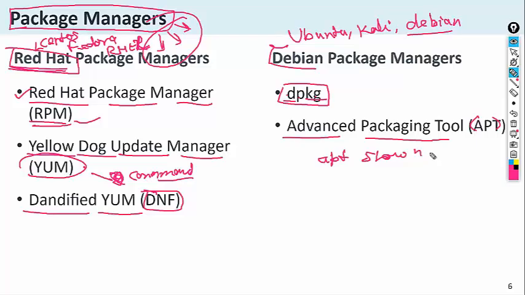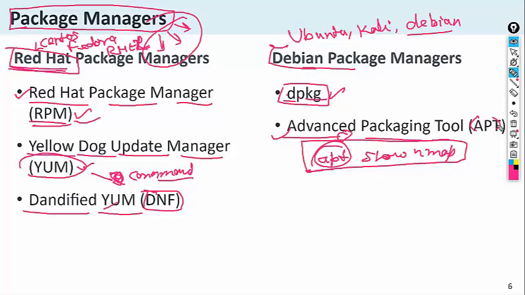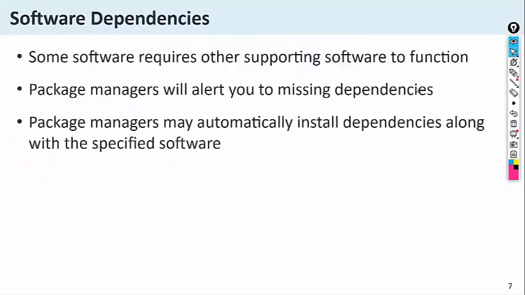I have run this command some time before, if you remember. So this is APT, the Advanced Package Tool. So you can use two package managers on a Debian based system, like Kali Linux: DPKG and APT. On Red Hat you can run RPM, YUM or DNF. There are three available.